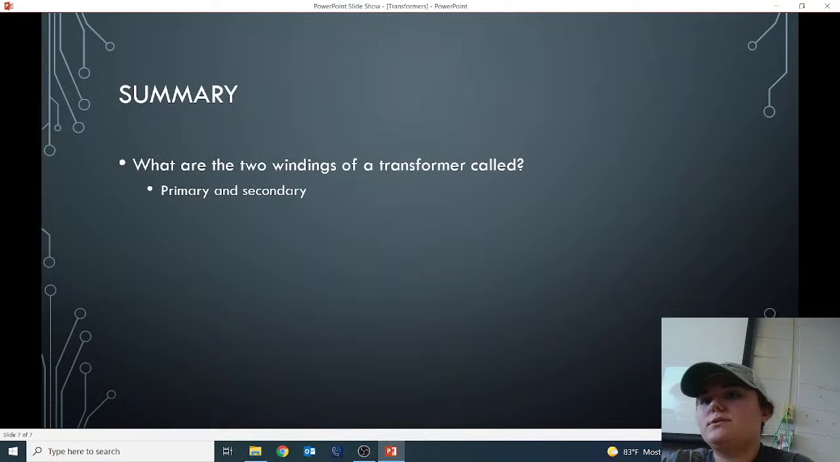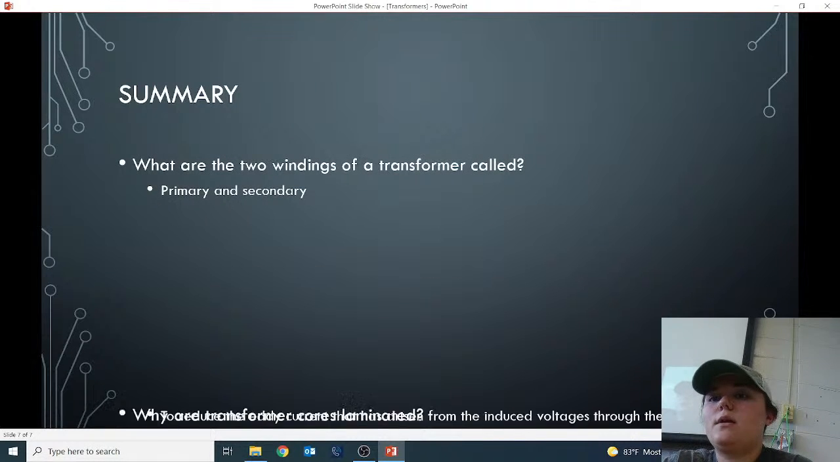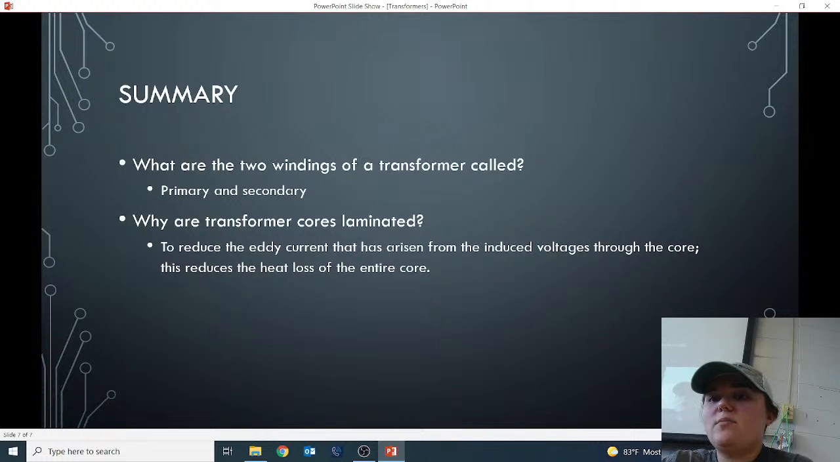And let's go over the summary while we're sitting here. What are the 2 windings of a transformer called? Primary and secondary. The transformer core is laminated to reduce the eddy current that arises from the induced voltages through the core. This reduces the heat loss of the entire core.